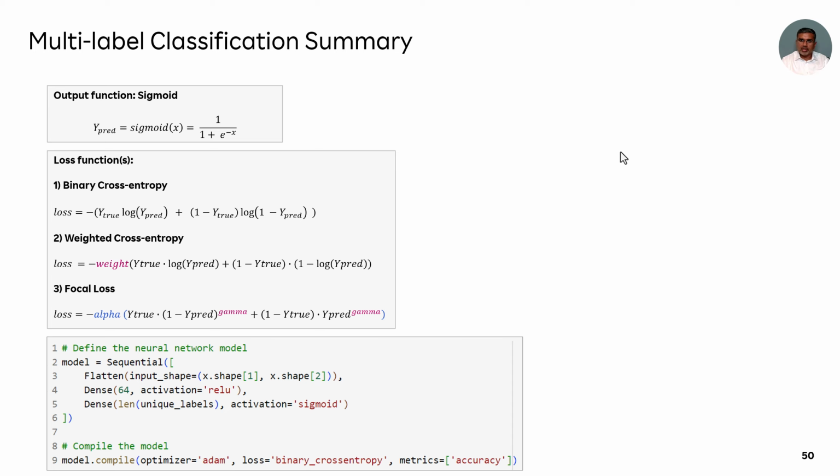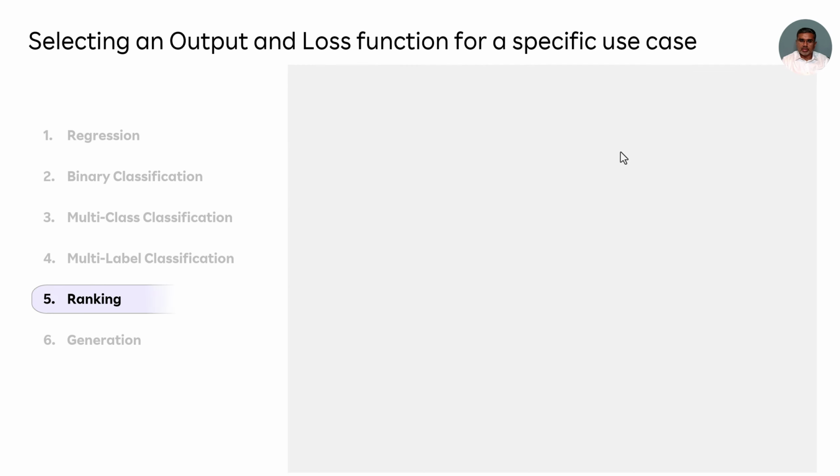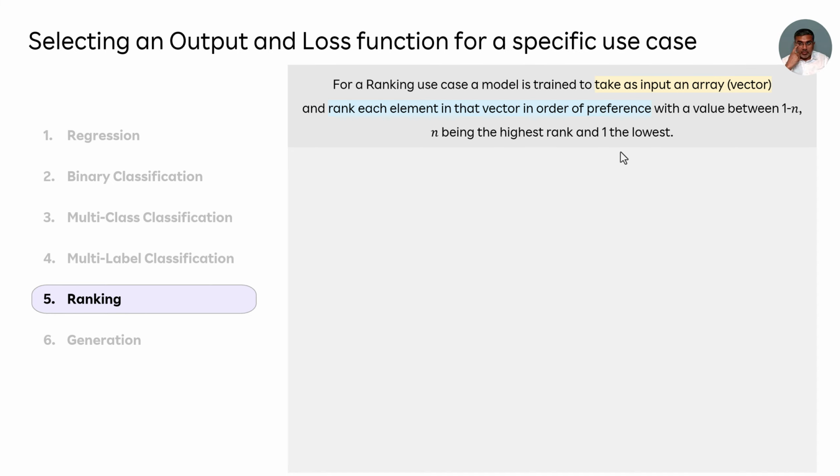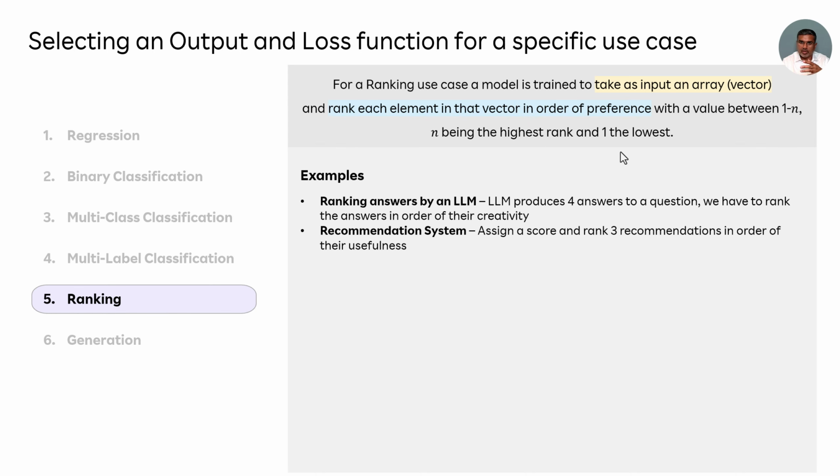Now let's look at another use case that can be solved through neural networks: ranking. So in ranking, what we do is that we take as input an array, and we want the neural network to learn how to rank the elements of the array in order of preference between a value of 1 and n, if there are n elements in your array.